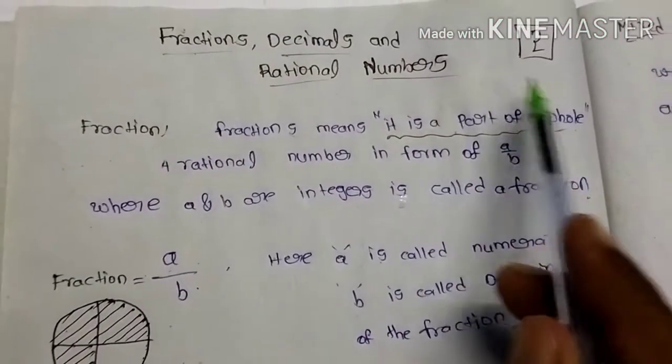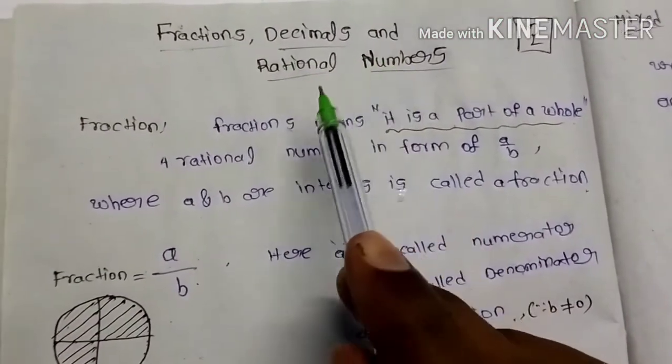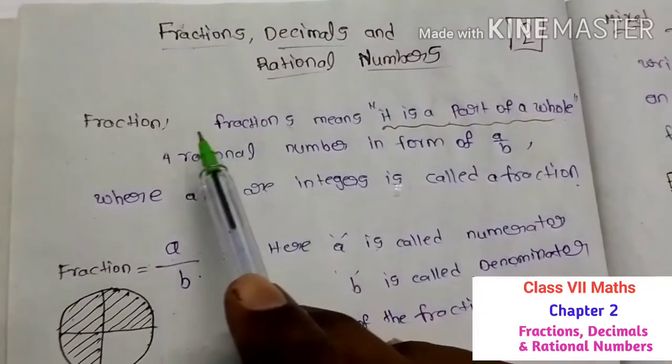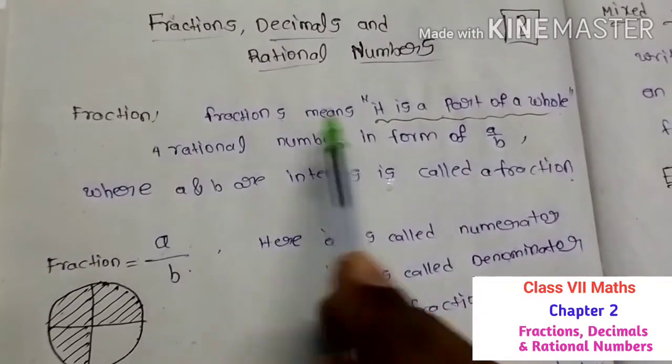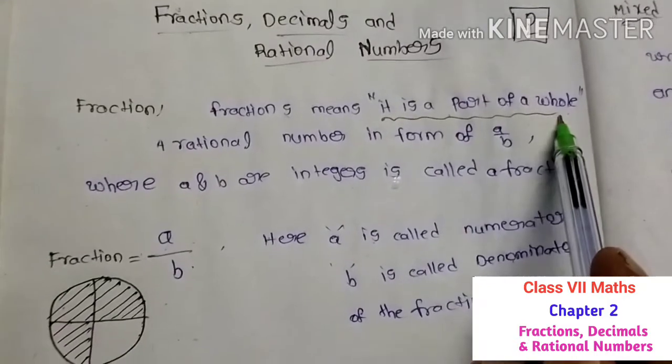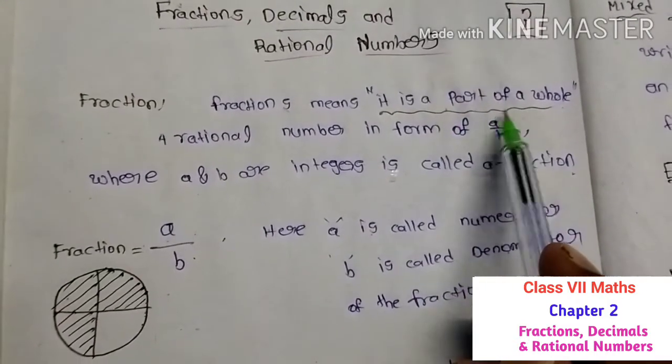Now you can see your class 7th Maths. Now you can see chapter 2, fractions, decimals and rational numbers. First, you already know what the definition of a fraction is. You know that a fraction means it is a part of a whole.